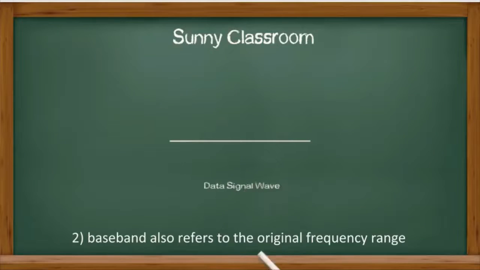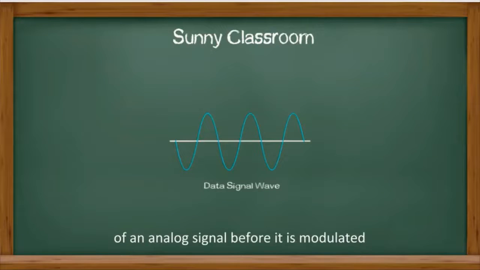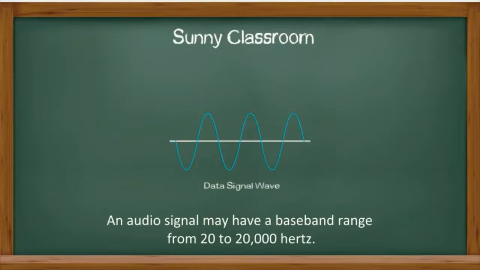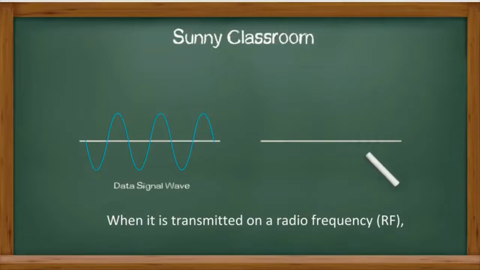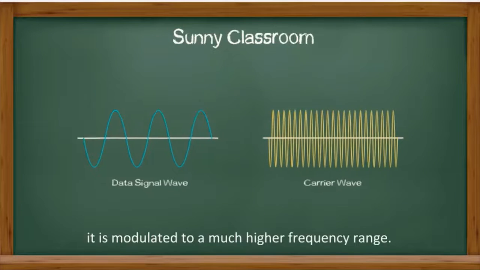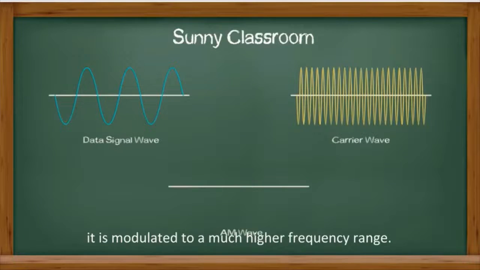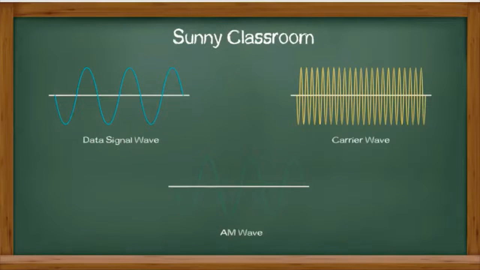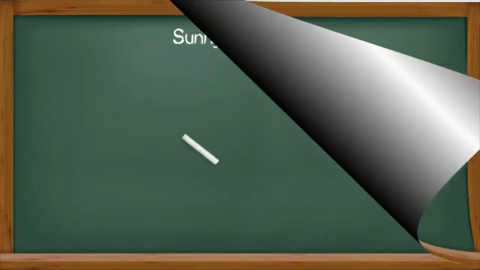Two, baseband also refers to the original frequency range of an analog signal before it is modulated to a different frequency range. For example, an audio signal may have a baseband range from 20 to 20,000 Hz. When it is transmitted on a radio frequency, it is modulated to a much higher frequency range. AM and FM are two common modulation technologies in radio broadcasting.